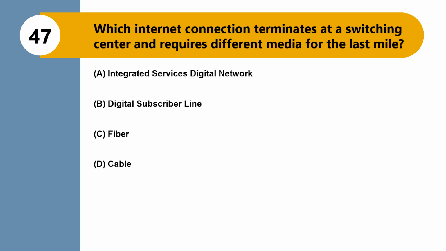Question 47. Which internet connection terminates at a switching center and requires different media for the last mile? Option A, integrated services digital network. Option B, digital subscriber line. Option C, fiber.